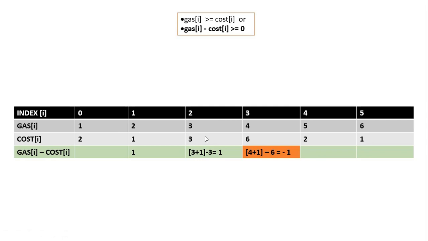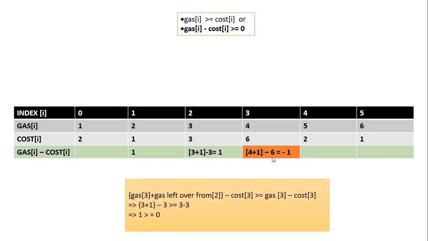To understand this, let's say that we started at station 2, which is at the first index, and upon reaching station 4, which is at the third index, the total value of the difference of gas and cost is negative. Now, if you have a look, then you'll find that when you started at the second station, the total gas available at the third station was gas at the third station, which is 3, plus the leftover gas from the previous station, which is 1. So 3 plus 1 was 4. So let's have a look at the following example or the following equation, which will make things clear to you.